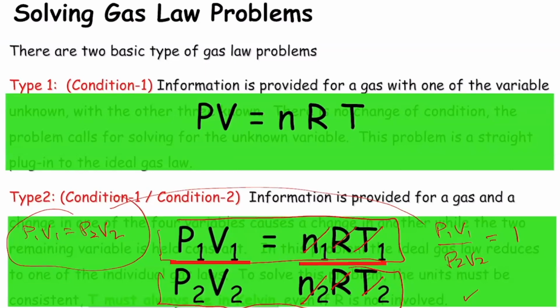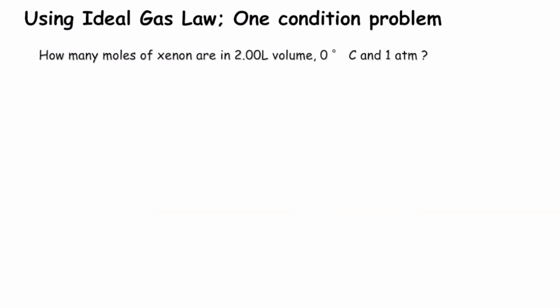Let's move on. So this is a condition 1 problem. How many moles are in 2 liters at 0 degrees? Remember, the temperature always has to be in Kelvin. So that's 273 Kelvin. Always change your temperature to Kelvin if you're dealing with gas laws. And pressure equals 1 atmosphere.